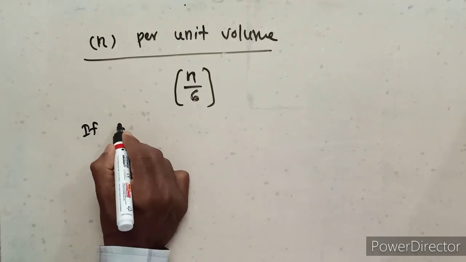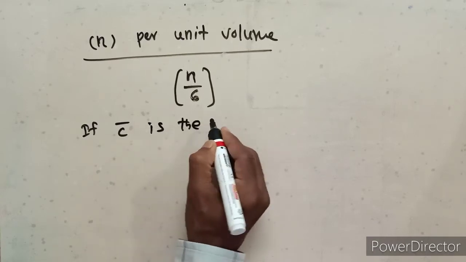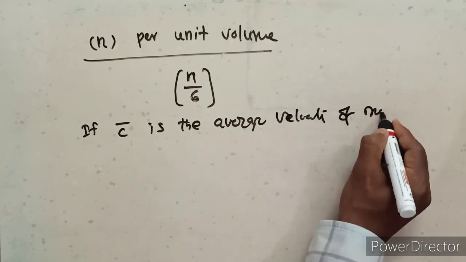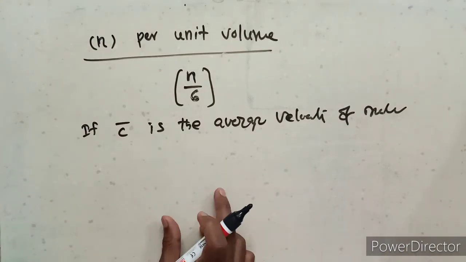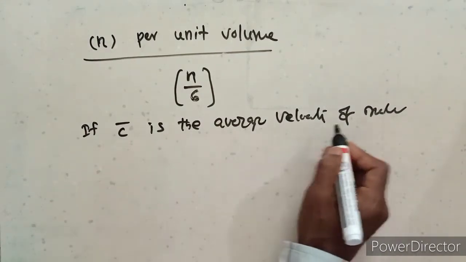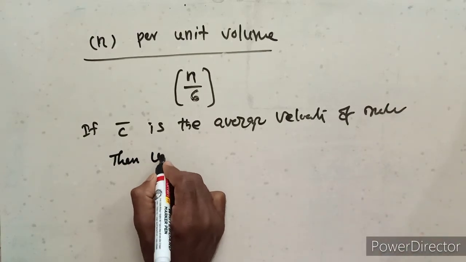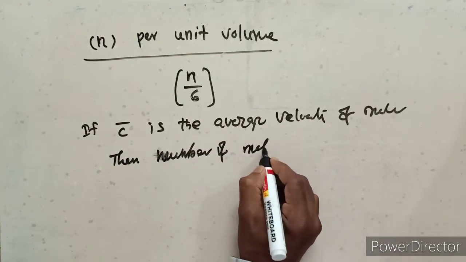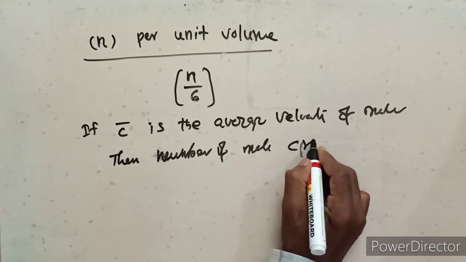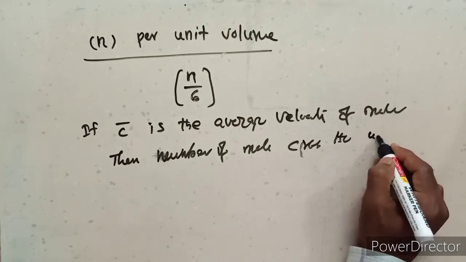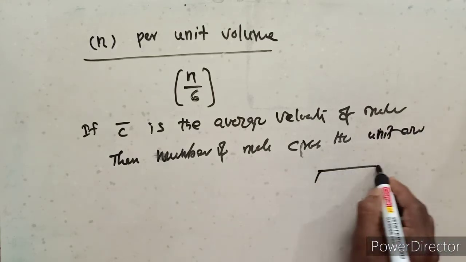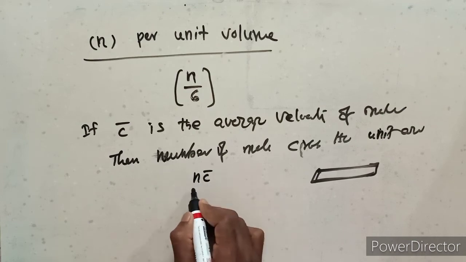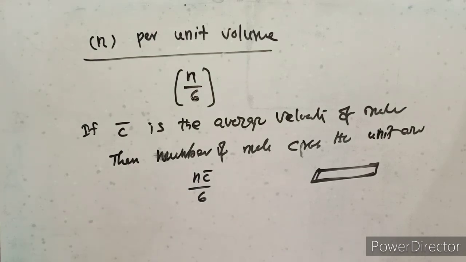If c bar is the average velocity of molecules, then the number of molecules crossing the unit area is nc bar upon 6.